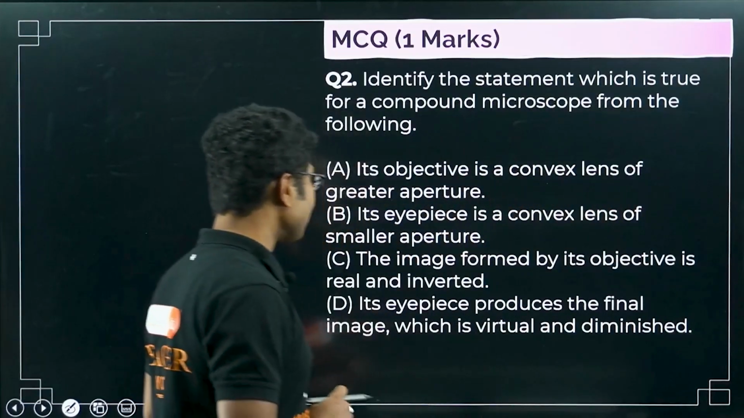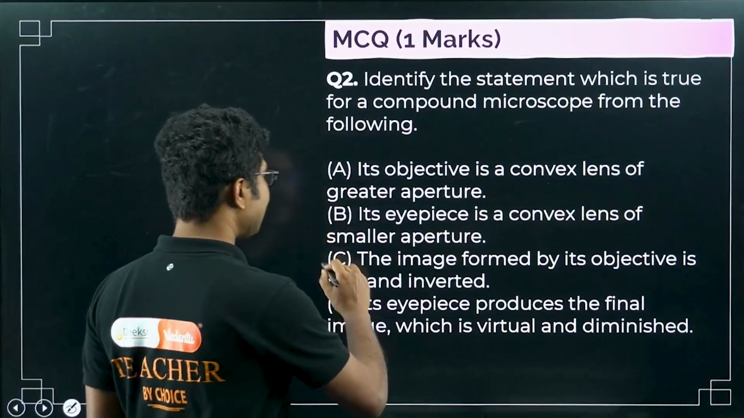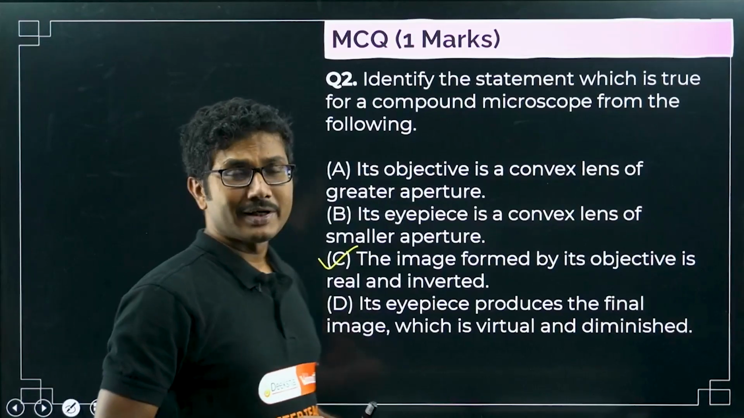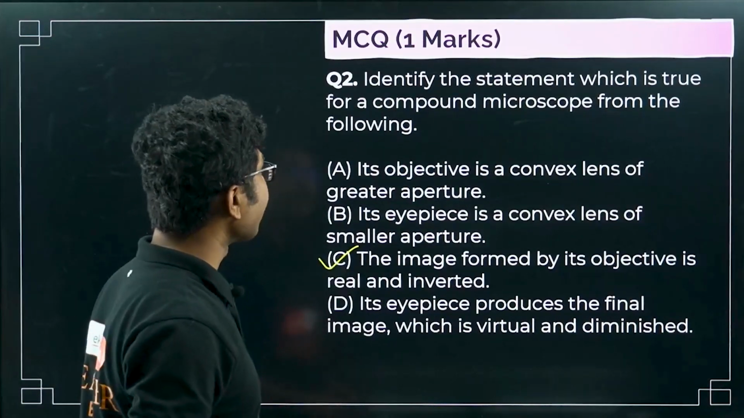Okay, and if you see all the options, only option C is the correct answer. The image formed by its objective is real and inverted. Now let's move on to the next question.